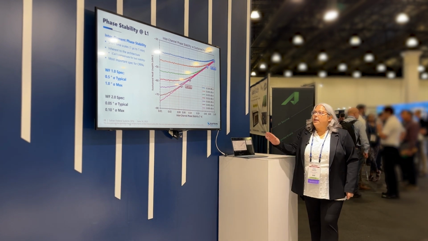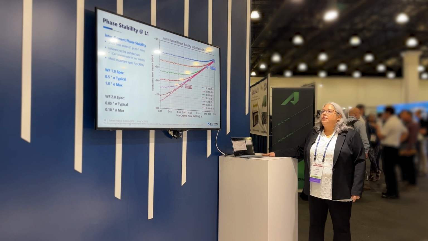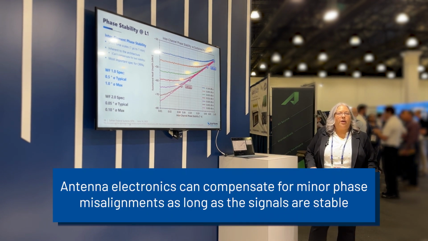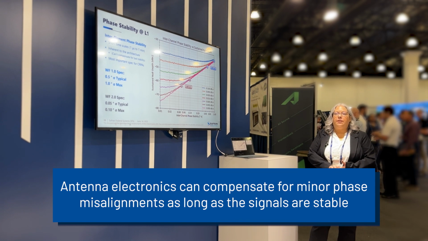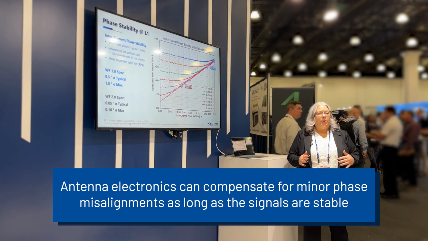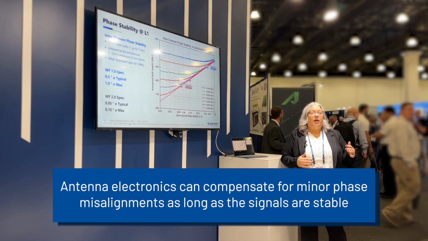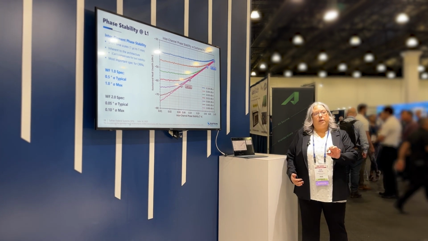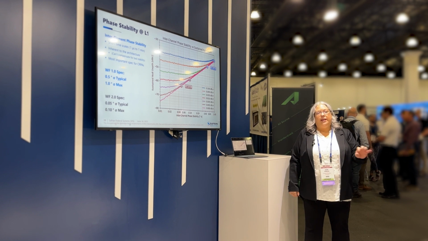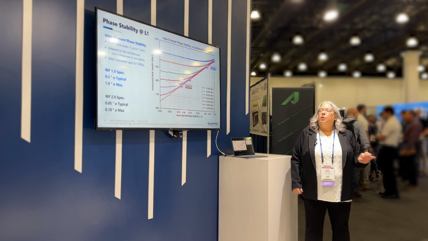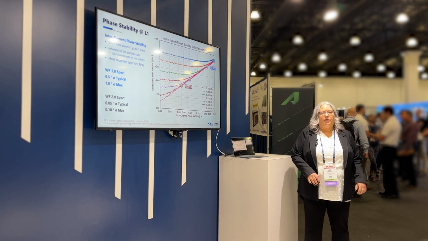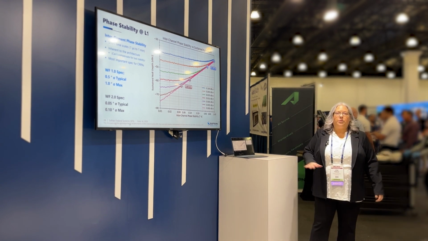So you can see that 10 times better, and we've discovered this is really the most important spec. The SERPA electronics can compensate for some phase alignment errors, as long as they're stable, and that's what we're looking at here: the phase stability of each signal. It needs to maintain its phase accurately over shorter term time scales, versus phase alignment, which was the longer term.